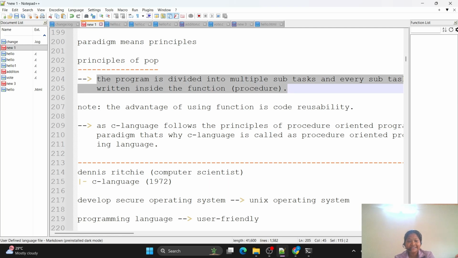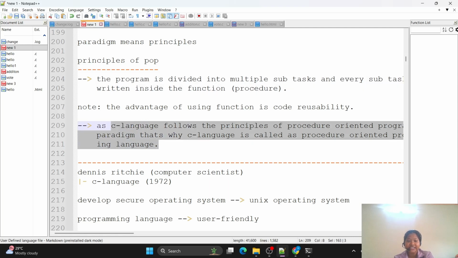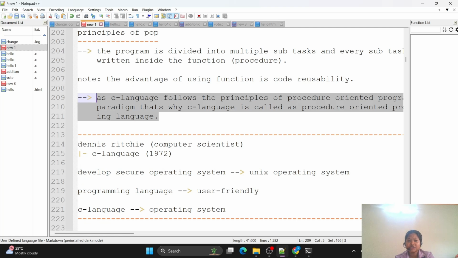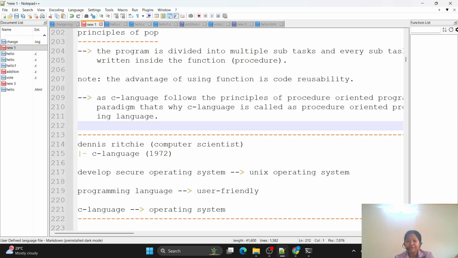Okay, C language follows the principle of the procedure oriented programming paradigm. That's why C is called a procedure oriented programming language. As C follows this principle, that's why we call it a procedure oriented programming language. Then C language was developed by Dennis Ritchie, who was a computer scientist, and it was developed in early 1972.